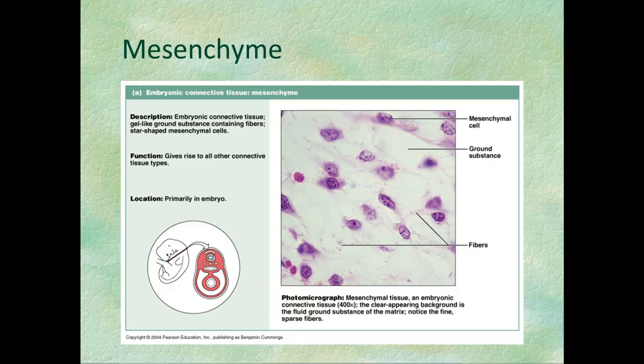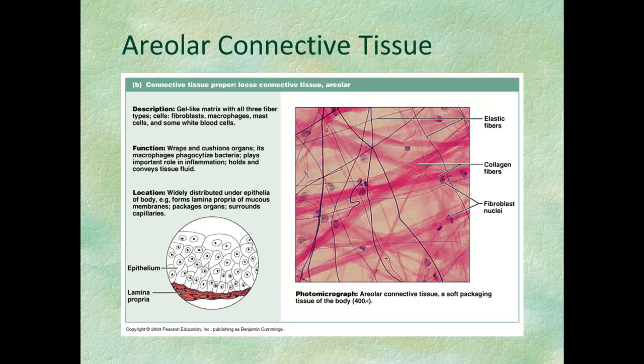You have the mesenchymal cells, you have generic fibers in there, but it doesn't really have a lot of the more specific characteristics that we'll see in some of the more differentiated connective tissues. So let's look at some of those now. First one is areolar connective tissue.